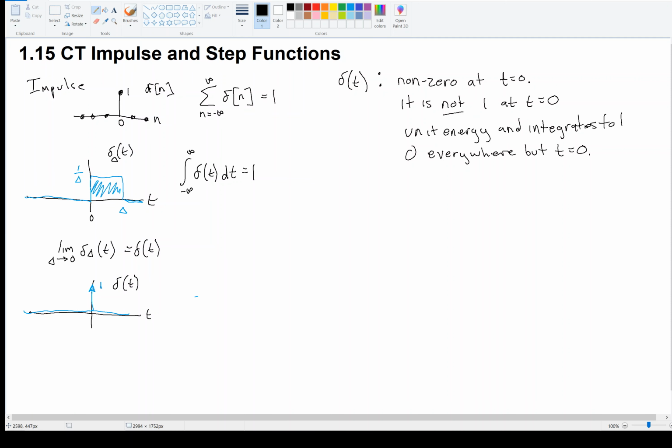Now, if I had a constant, let's say the number 2 times the impulse, we would represent that similarly with this signal. Well, 2 times 0 is still 0, so it's 0 everywhere here. But then we have a spike, and it goes to infinity, but the area now is 2. It would integrate to 2 because we're scaling it by 2. So that's how we represent that.